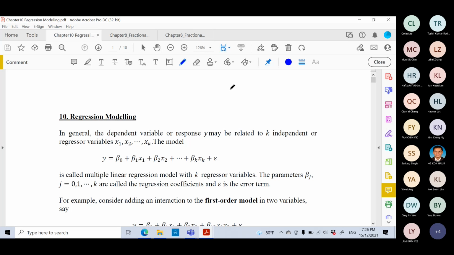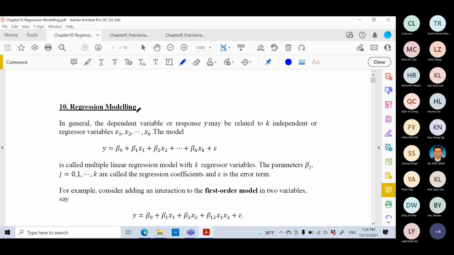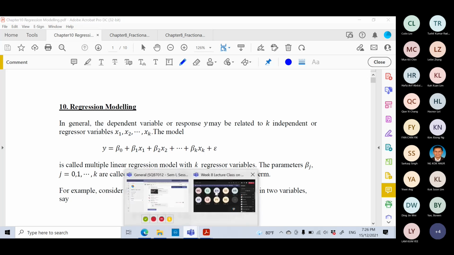So I think we stop for a while, and then we continue later for this part. This part is just an introduction. I only have 10 pages.